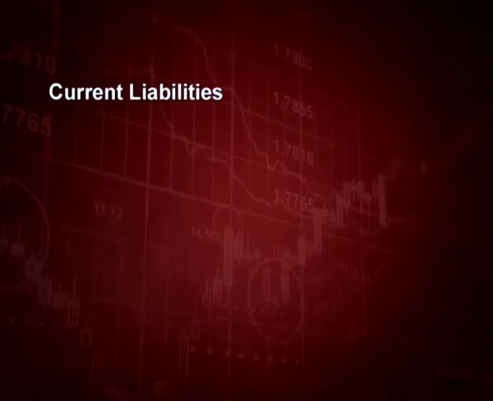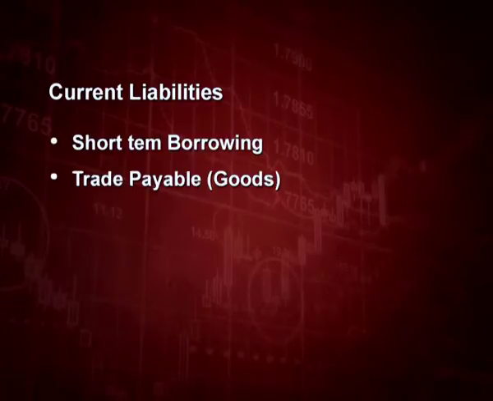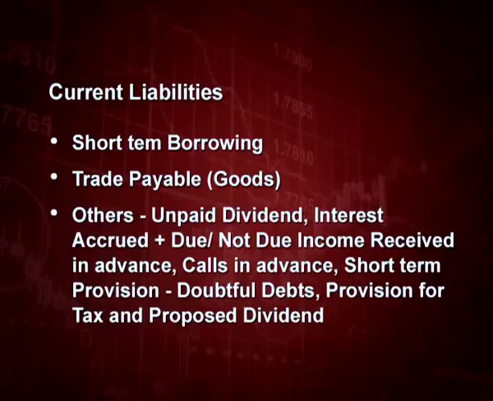Next topic is current liability on the liability side, that is, short-term borrowings, trade payables, goods purchased on credit, and others, which include unpaid dividend, interest accrued and due or not due, income received in advance, calls in advance, short-term provisions, doubtful debts, provision for tax and proposed dividend. All these things are contained in current liabilities because they have to be settled within a period of 12 months.